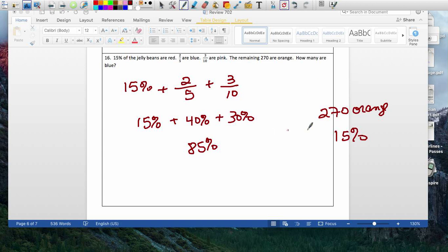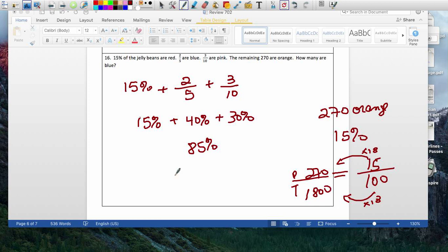Well, let's find out how many we have in total. So you can use that percent proportion here. I know that it's part over total, percent over 100. 15% represents 270. What are we talking about? Jelly beans. So 100% represents how much? We can find a relationship here. Is 270 divisible by 15? Yes, it is. Times 18. So at the bottom, I times 18, which gives me 100 times 18, 1,800.